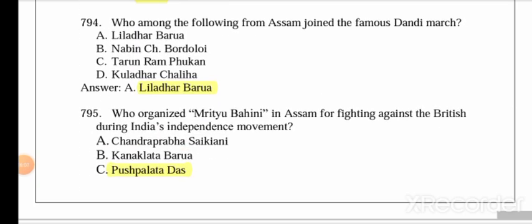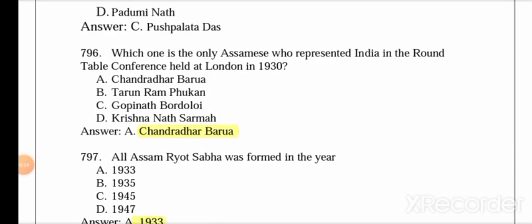Who among the following from Assam joined the famous Dandi March? It was Liladhar Barua. Who organized Mrityu Bahini in Assam for fighting against the British during India's independence movement? It was Pushpalata Das, and Mrityu Bahini was connected with Kanaklata, also Kanaklata Barua.